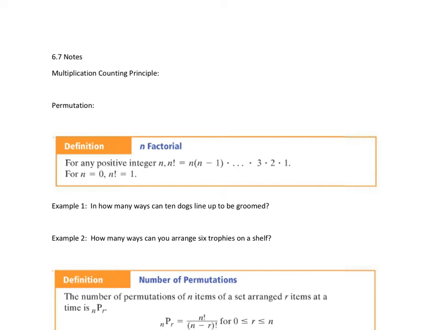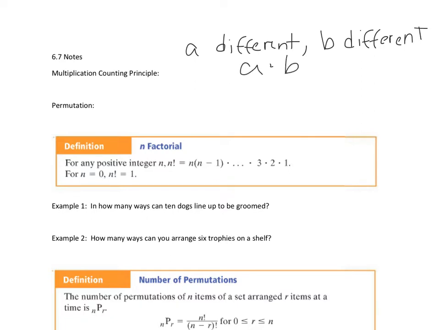The multiplication counting principle states that if there are A different ways of doing one thing, and there are B different ways of doing another thing, then together to do both things, it's going to be A times B. Those are the total number of outcomes. So for example, if you have 3 shirts and 4 pants, how many different outfits can you create? It would be 3 times 4 outfits.